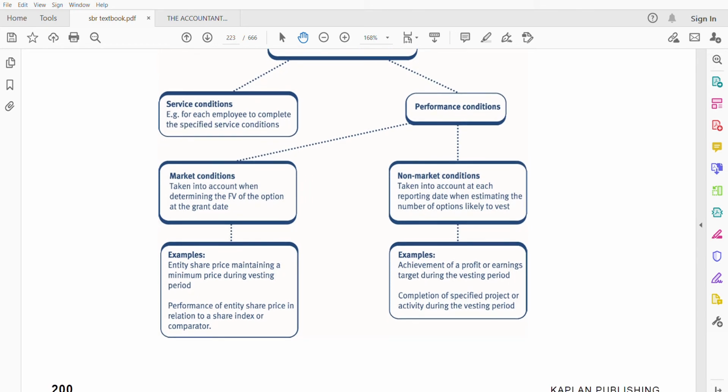And when it is market conditions, what you should do? Take it into account when determining the fair value of the option at the grant date. So we take this in determining the fair value of the option at the grant date. Example has been given to you. Okay. Entity share price. That is one example of market conditions. Or any performance which is related to the entity share price. Non-market is not related to market, like your EPS or your profit target and all. This is taken into account at each reporting date when estimating the number of options likely to vest.